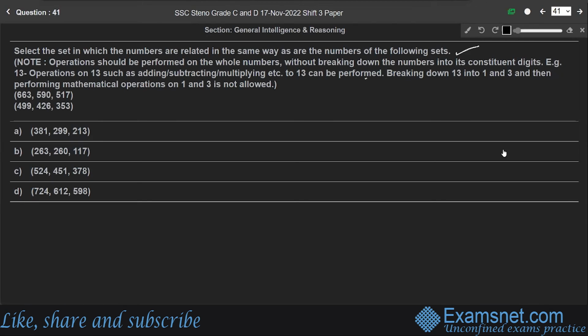Question 41. As in the previous question number 40, here also we have to choose the option which follows the same logic of the given two sets. The important note is that any mathematical operation should be performed on the whole numbers. We'll consider the first set of numbers, in which the first number is 663, the second number is 590, and the third number is 517. So here the second number is nothing but the sum of the first and third number divided by 2.